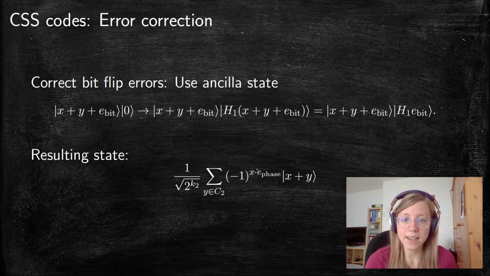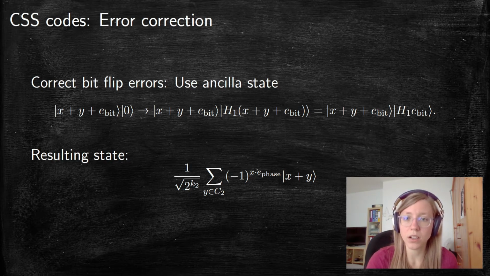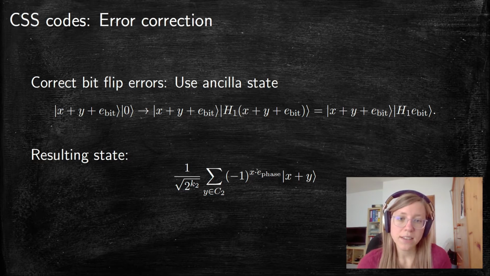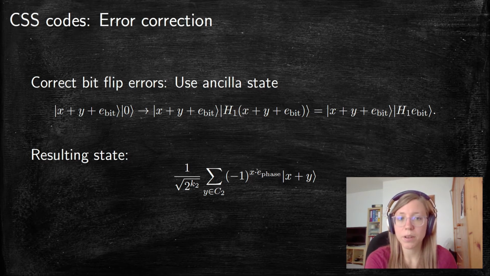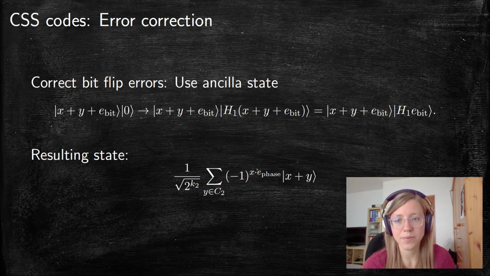And the resulting state is this one. It is 1 over the square root of 2 to the power of k2. And the phase error vector has remained in the sum, but in the state we now only have x plus y, and the bit flip error string has disappeared because we have corrected it.